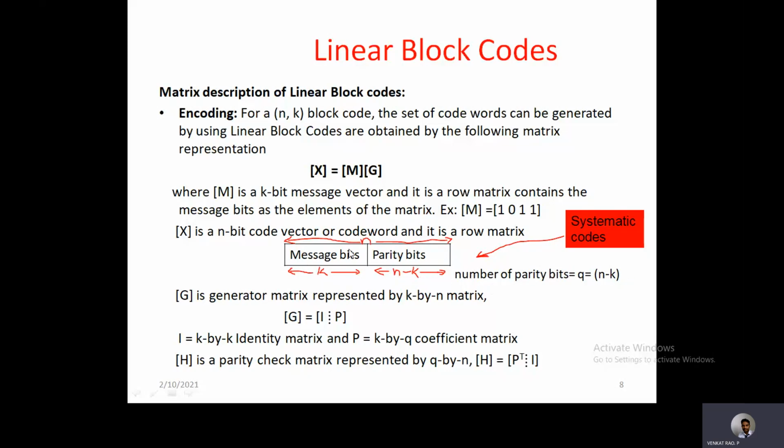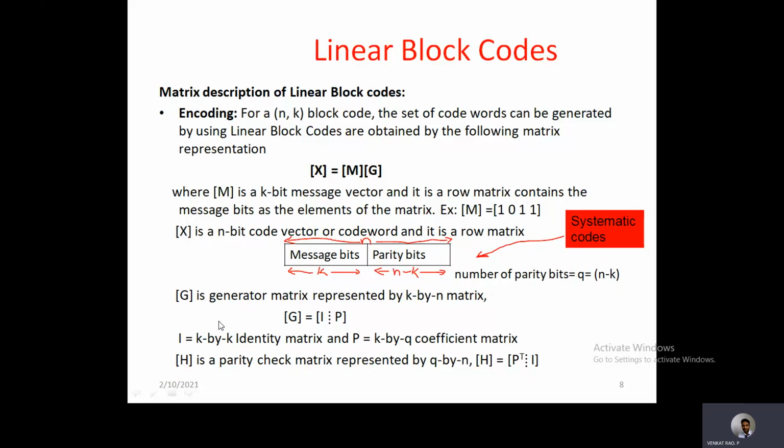So if you represent first message bits and then parity bits, that representation is known as systematic codes. Immediately after the message bits, parity bits are represented. That is known as systematic codes. Otherwise, if parity bits are inserted in between message bits, then that is known as non-systematic codes. Anyway, we'll discuss these types in the cyclic codes.